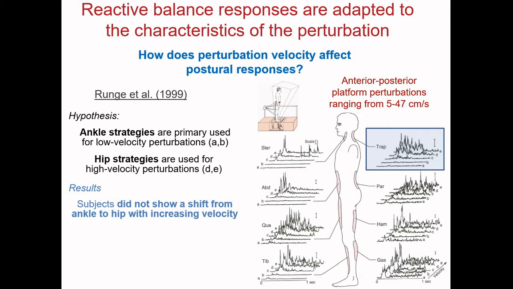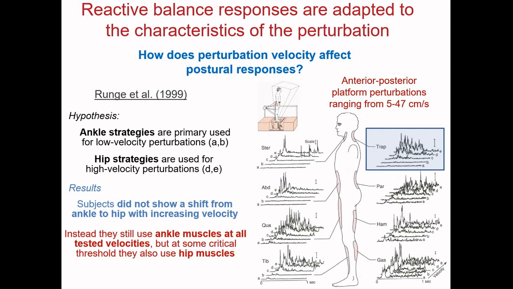Now that we understand this figure, we can start looking at the results of this study. Contrary to expectations, subjects did not show a switch from using an ankle strategy at lower perturbation velocities to using a hip strategy at higher perturbation velocities. Instead, participants were found to recruit ankle muscles at all tested velocities, and to recruit hip muscles at some critical threshold. We can see this here.